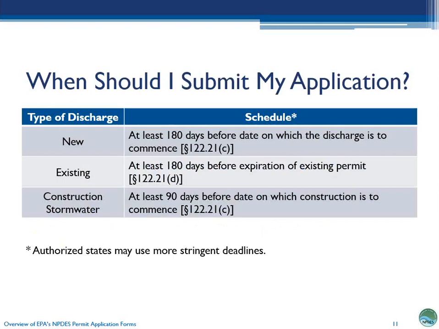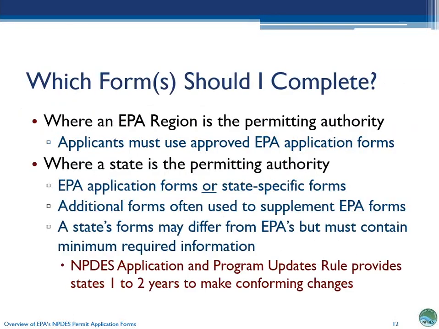Facilities applying for a permit renewal for an existing discharge are required to submit an application at least 180 days before the expiration of the existing permit. Facilities applying for a permit to discharge stormwater from construction activity are required to submit an application at least 90 days before the planned date of construction commencement. Note that authorized states can have more stringent deadlines than the deadlines specified in the federal regulations.